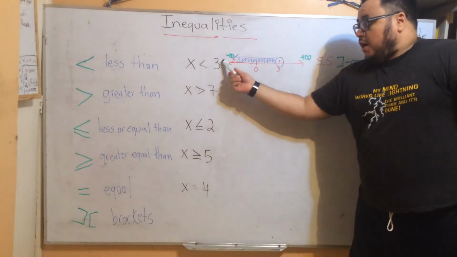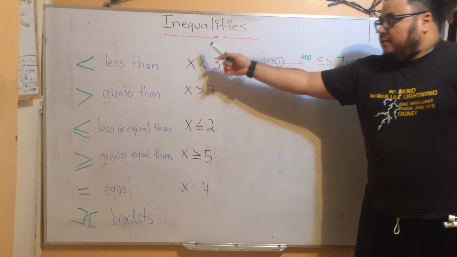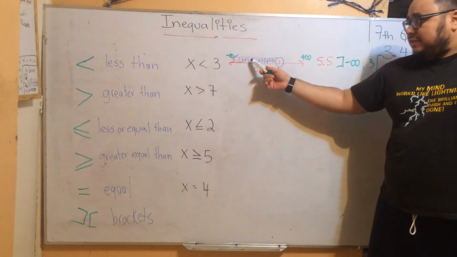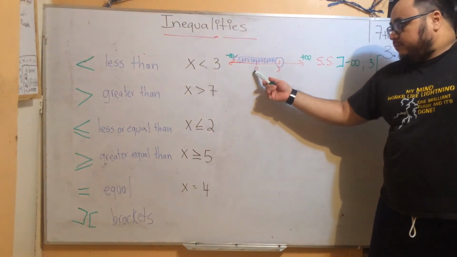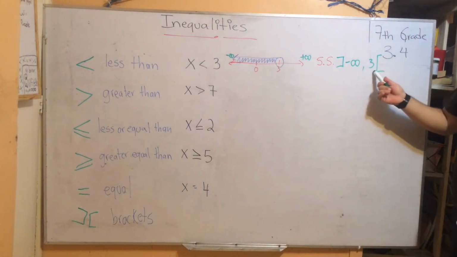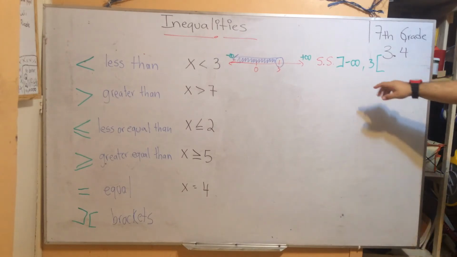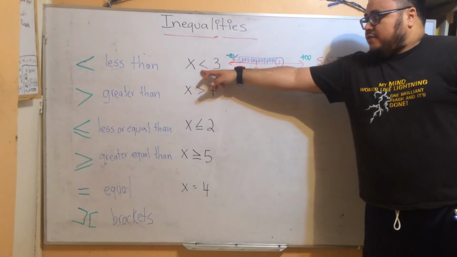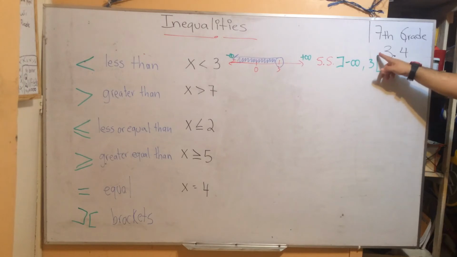All of the values that come from negative infinite, negative a trillion, then we come to -1,000,000, then we come to -100, then -99, then -50, then -1, then 0, then 1, 2, and 3. But 3 is not included. So this would be the solution set for this inequality. All of the values that are less than 3, coming from negative infinite up to 3, but 3 is not included.